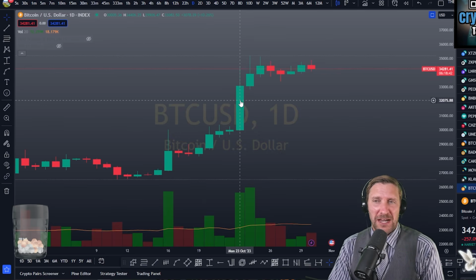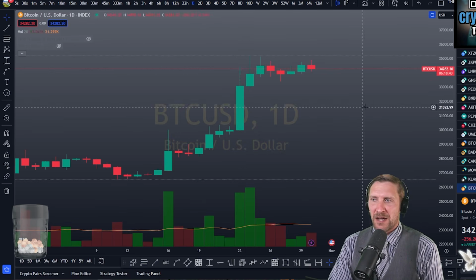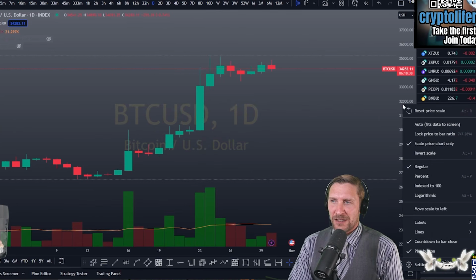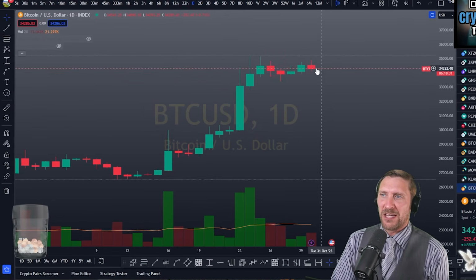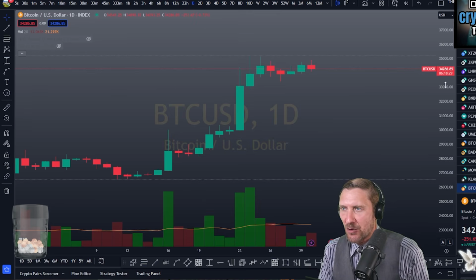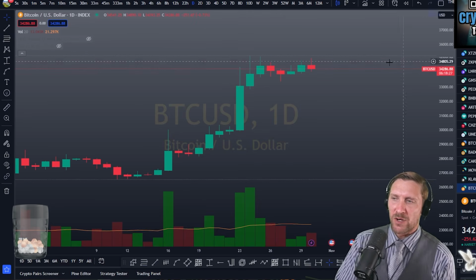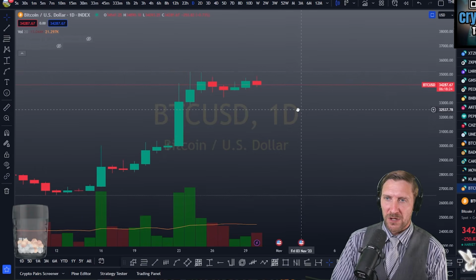I'm 4 hours back, so it's 8 p.m. to 8 p.m. is my day. A cool thing to do is to right-click this column and hit countdown to bar close on TradingView. It's going to tell you when the candle will close. For instance, this daily candle will close in 6 hours, 18 minutes, and 29 seconds. Super, super important to know.